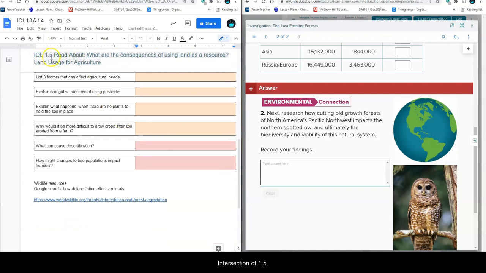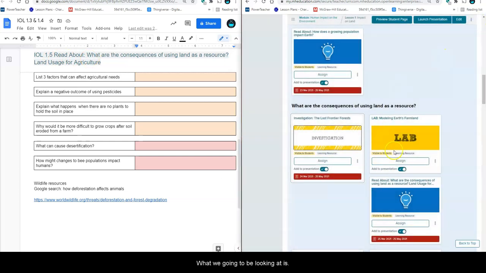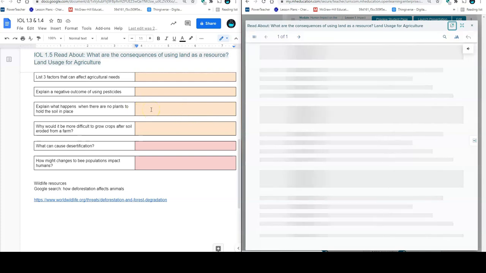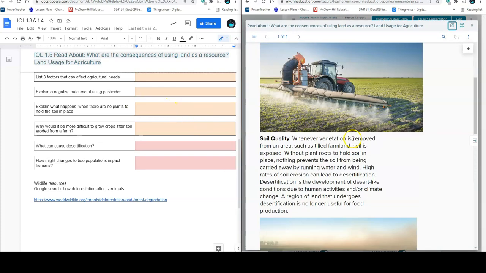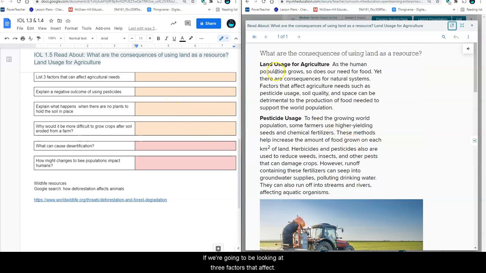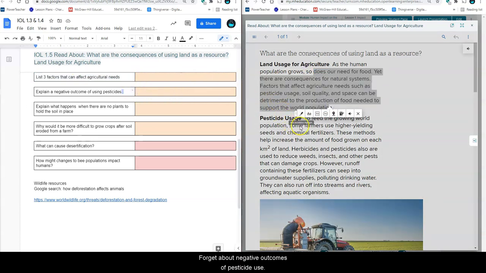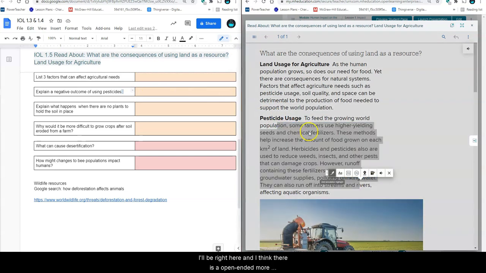In this section of 1.5, what we're going to be looking at is a reading section. And we're going to be looking at 3 factors that affect agricultural needs. It's going to be in this paragraph. We're going to talk about negative outcomes of pesticide use. It's going to be right here.